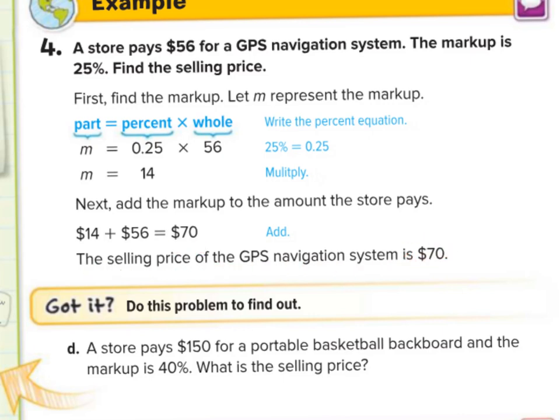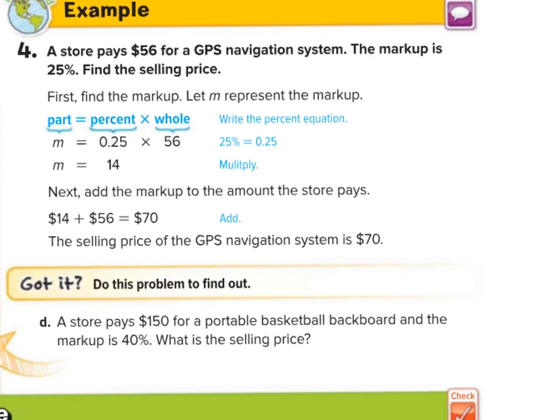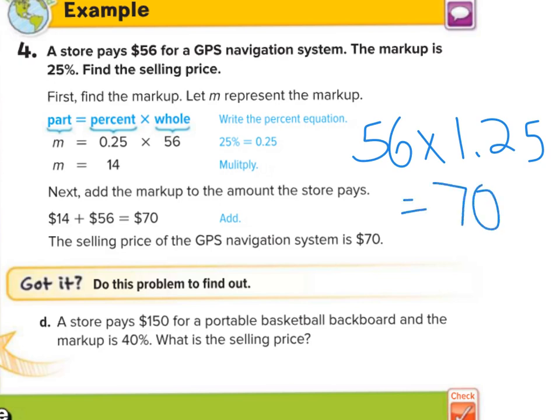We pay 56, the store pays 56 for it, and they sell it for 70. Another way to do this, boys and girls, as I've been explaining, is take your $56 and multiply by 1, okay? And then include the percentage, 25%. Okay? And that'll give you exactly 70 without having to do this additional adding step that you see right there.